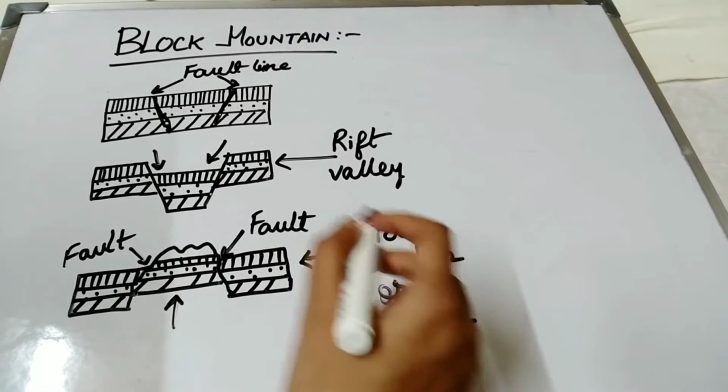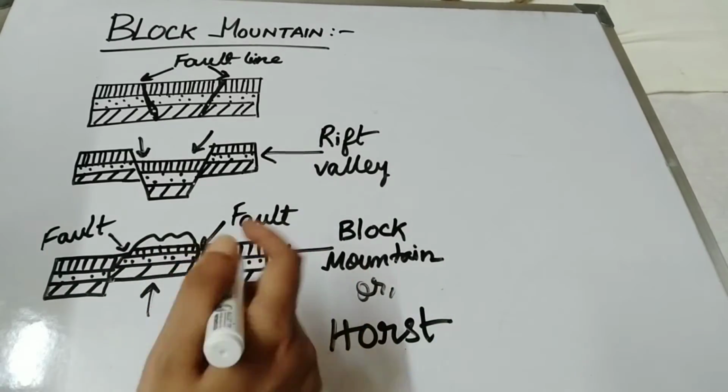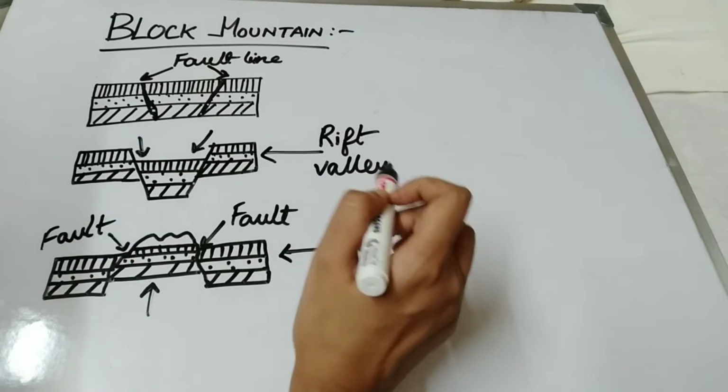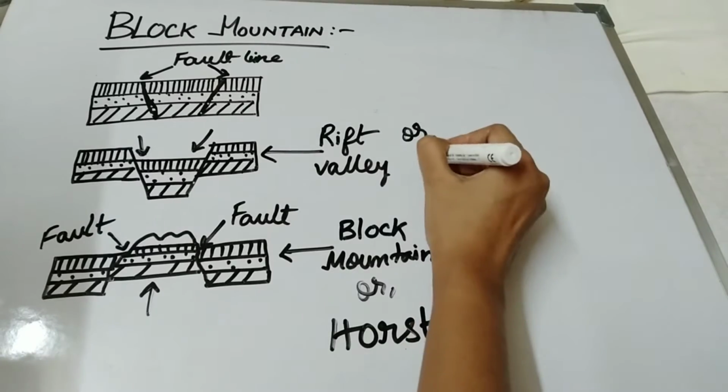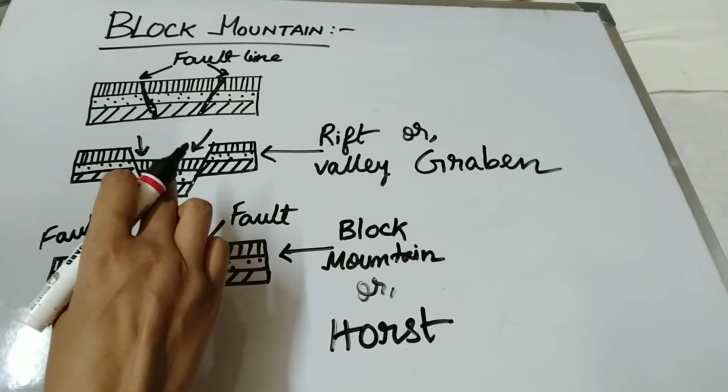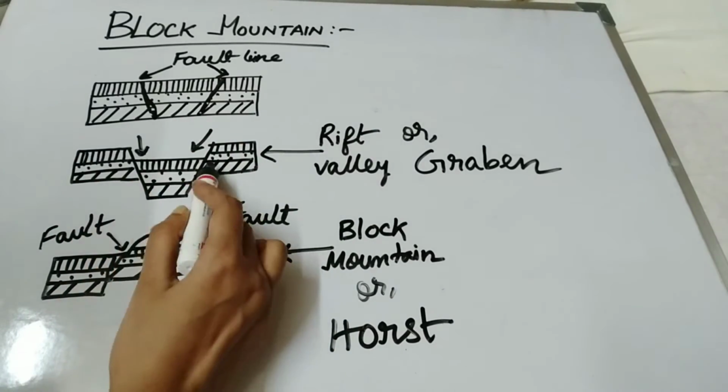If the land mass is rising up like this, it makes a block mountain, or another name is horst, H-O-R-S-T, horst. Again, when this block is thrown down between these two parallel faults, it makes a rift valley, also called graben, G-R-A-B-E-N, graben. A rift valley is a long and narrow valley with steep edges.